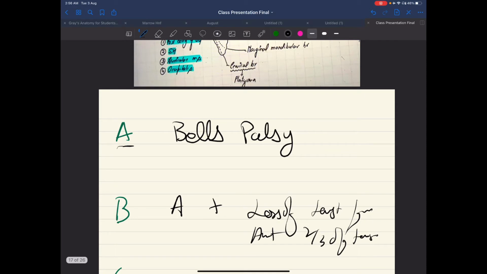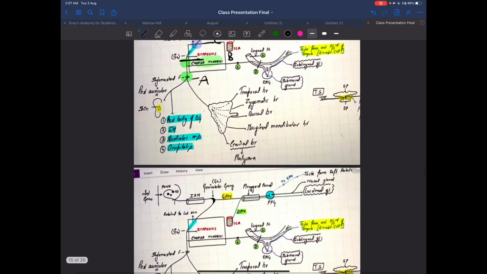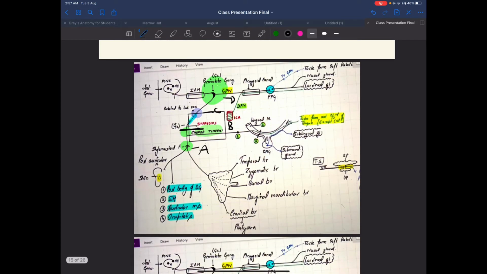I have one question for you at this point. What will happen to the taste coming from the soft palate? Will it be lost or will it be spared? Yes, right. It will be spared. Why? Let me show you here. This is which nerve? The greater petrosal nerve. It is carrying one taste sensation: taste from the soft palate. That is why the taste from the soft palate will be spared.